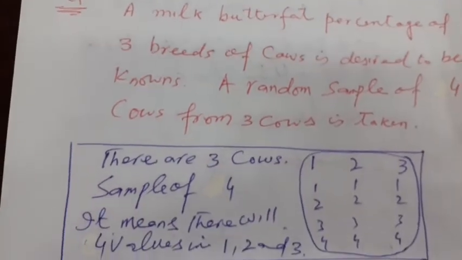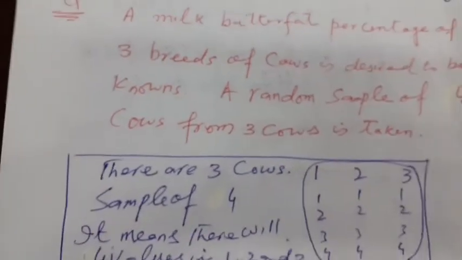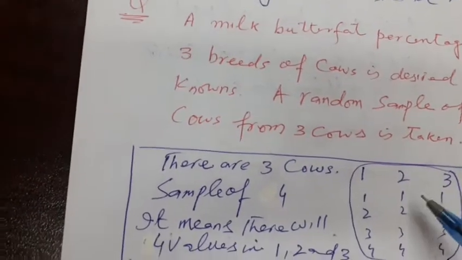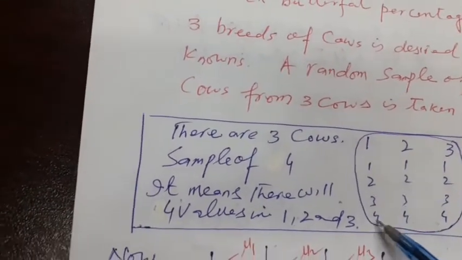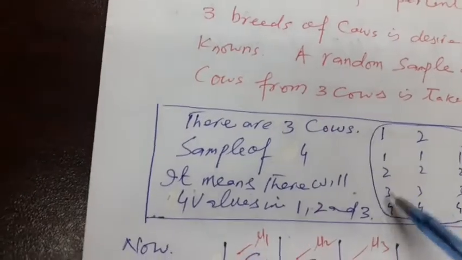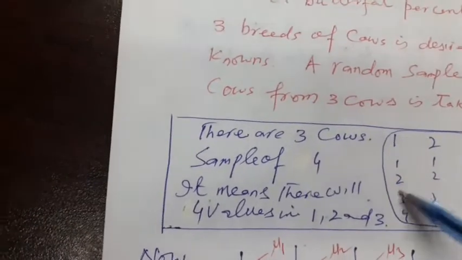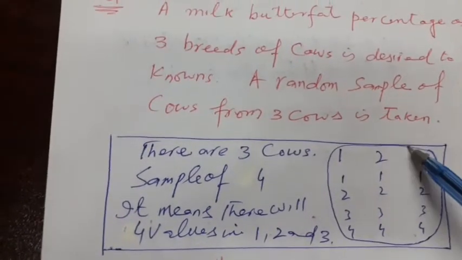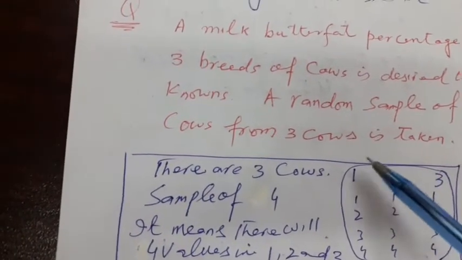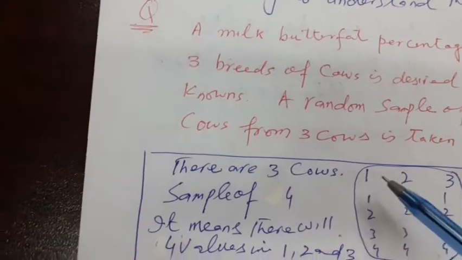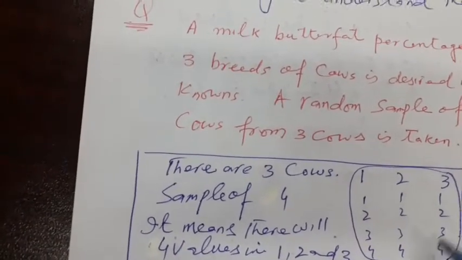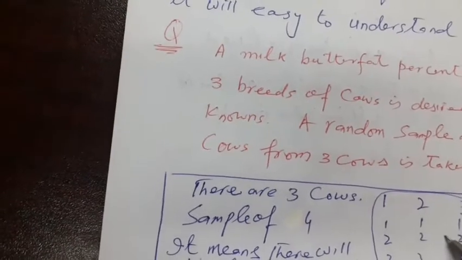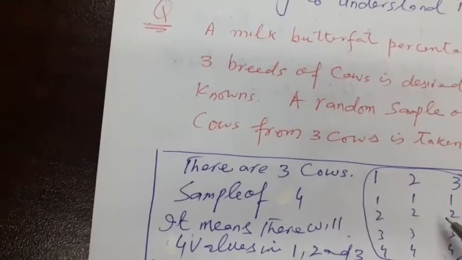There are 3 cows, 1, 2, 3, and 4 samples, 1, 2, 3, 4. These are the 4 samples. We also say these are the replications. We also say 1, 2, 3 are the treatments we can take. These are also called columns. We also discuss column number 1, column number 2, column 3. So 1, 2, 3, 4 is also the row.